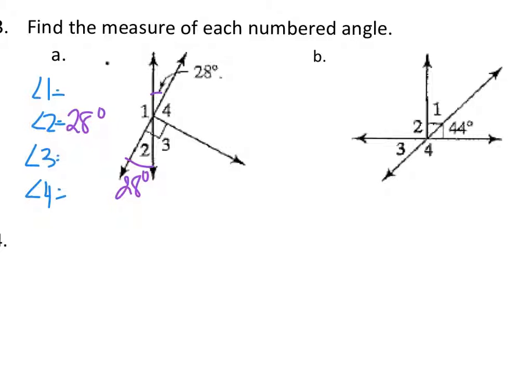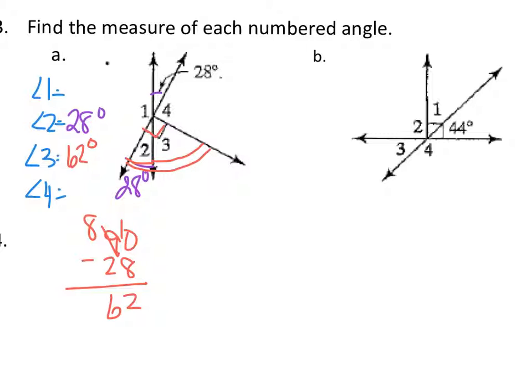The next thing I notice is this is a 90-degree symbol right here. So this entire angle equals 90 degrees. If this piece is 28, then we need to know 28 plus what number equals 90. So if we do 90 minus 28, that will give us what's left over. So those are complementary angles, so we're basically finding the complement. So that means angle 3 must be 62 degrees.